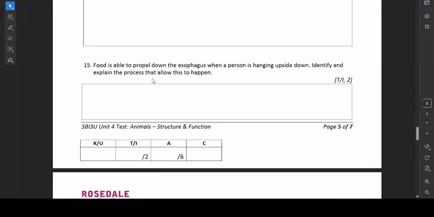Food is able to propel down the esophagus when a person is hanging upside down. Identify and explain the process that happens. So this process is called peristalsis.